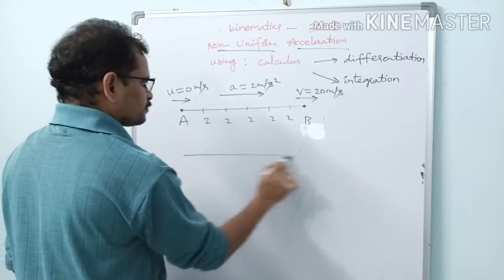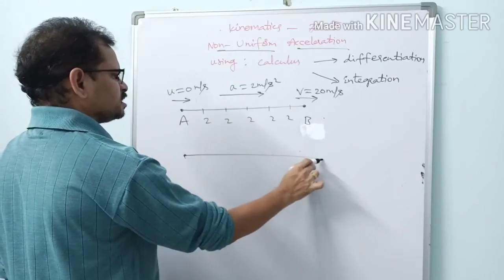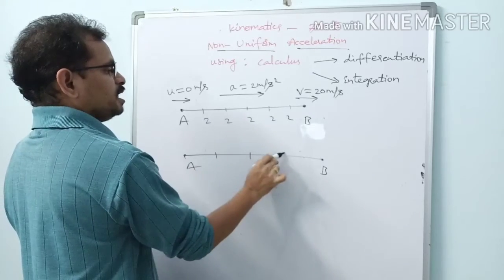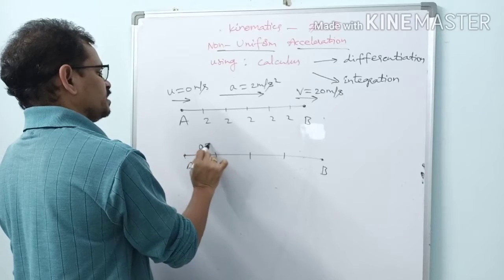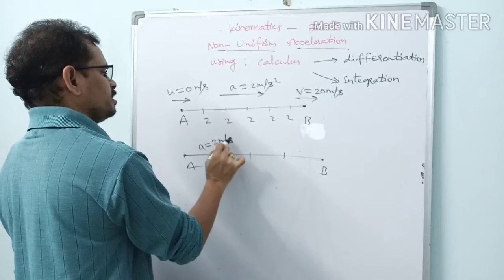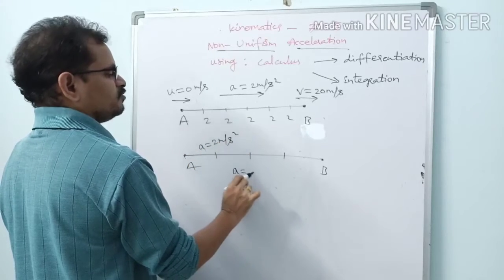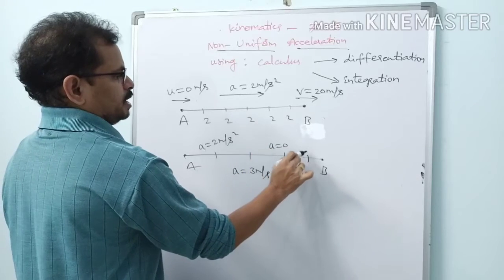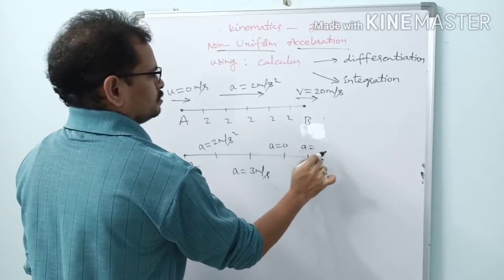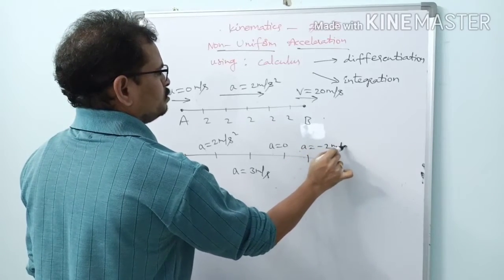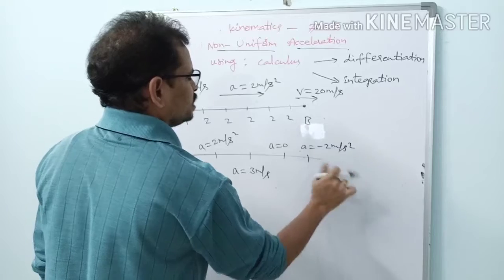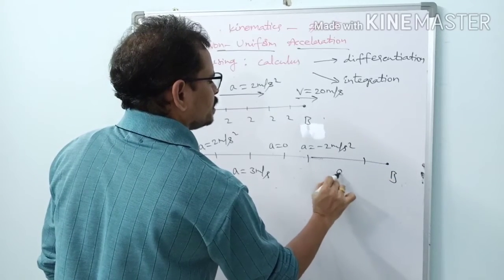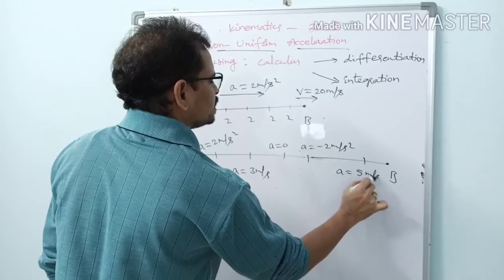And what about non-uniform acceleration? If you consider the same two points, at different points the acceleration will be different. For example, here a equal to 2 meters per second square. Here a equal to 3 meters per second square. Here a equal to 0. Here a equal to minus 2 meters per second square. Here a equal to 5 meters per second square.